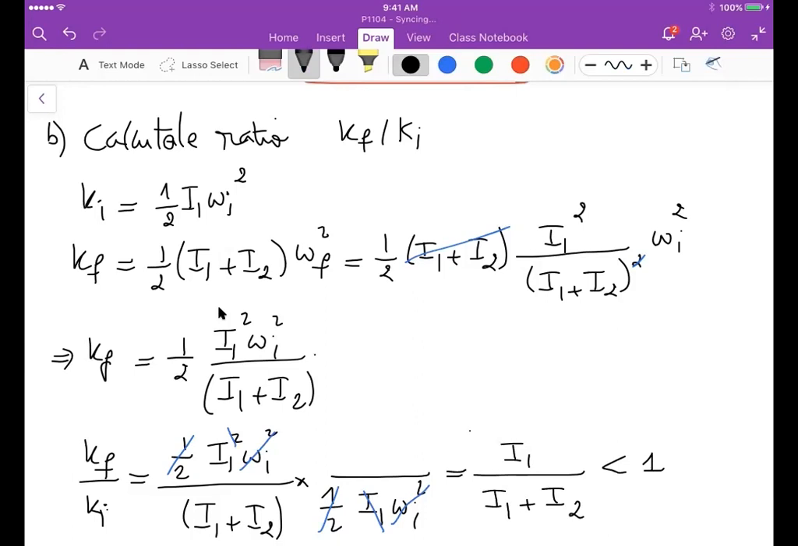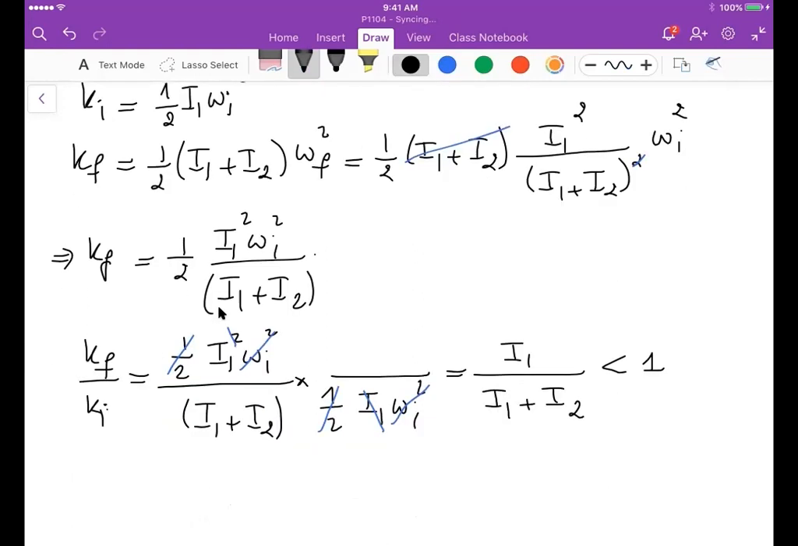And in this case, what does it mean that K final over K initial is smaller than 1? It means K final is smaller than K initial, and so the kinetic energy has decreased during this interaction. Okay? So this is it for this problem.